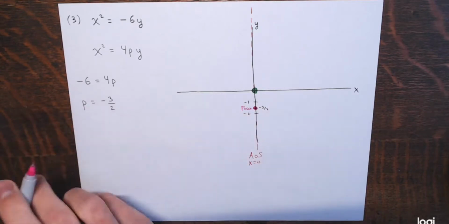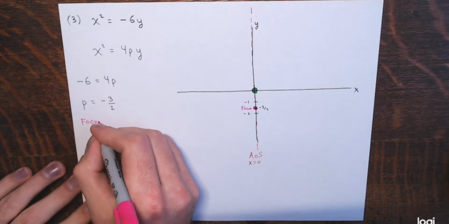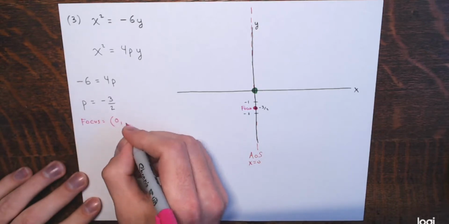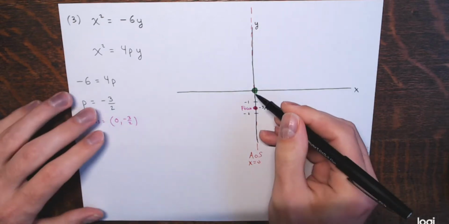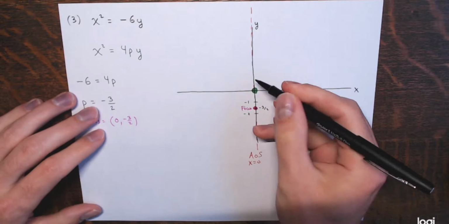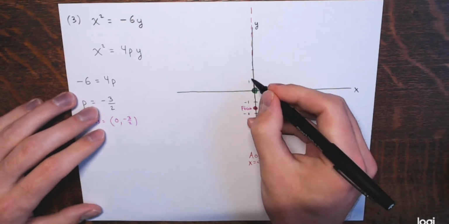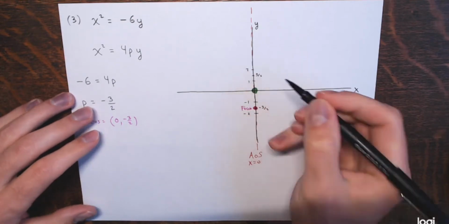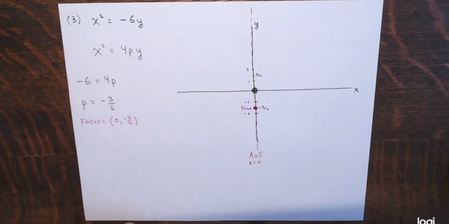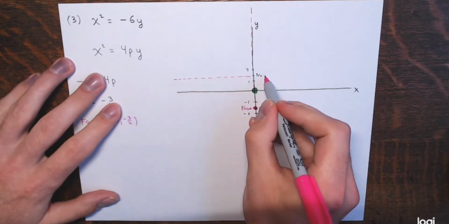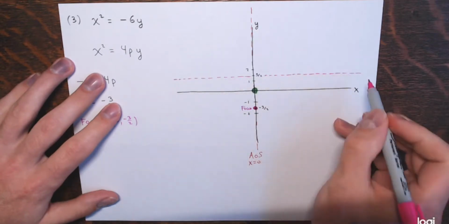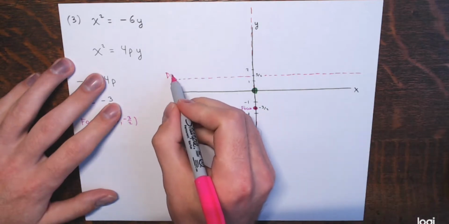And you know what? I'll just write this off to the side. Then the focus is the point 0, -3/2. So 0, p. And then if the focus is 1.5 units or 3/2 units below the vertex, here's 1, here's 2, and then 3 halves, then the directrix will be 1.5 units above the vertex and perpendicular to the axis of symmetry. So the directrix this time is a horizontal line.